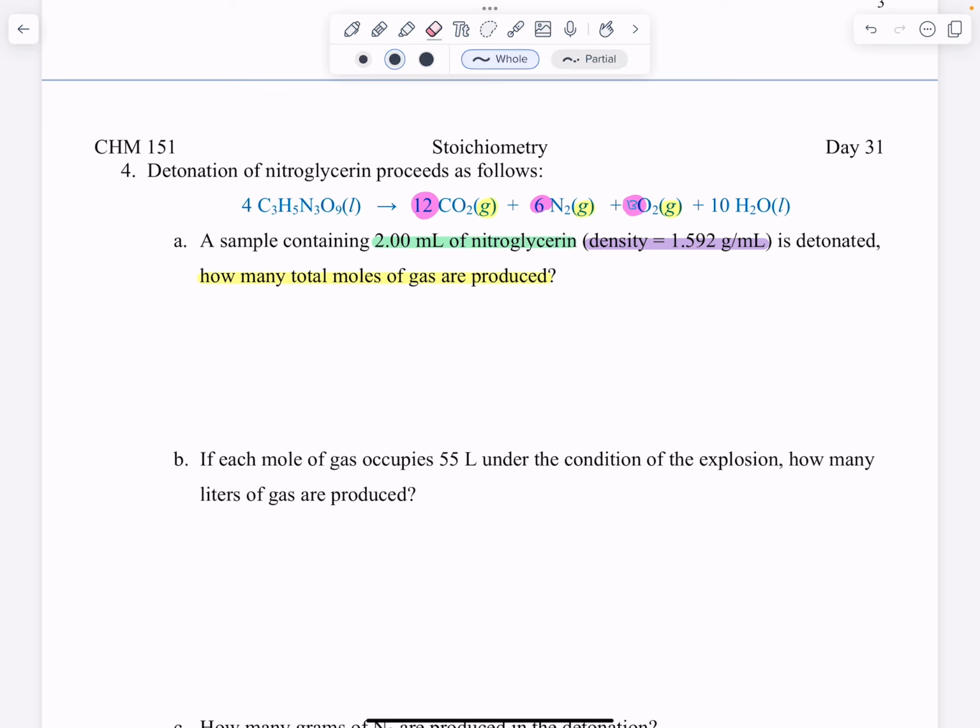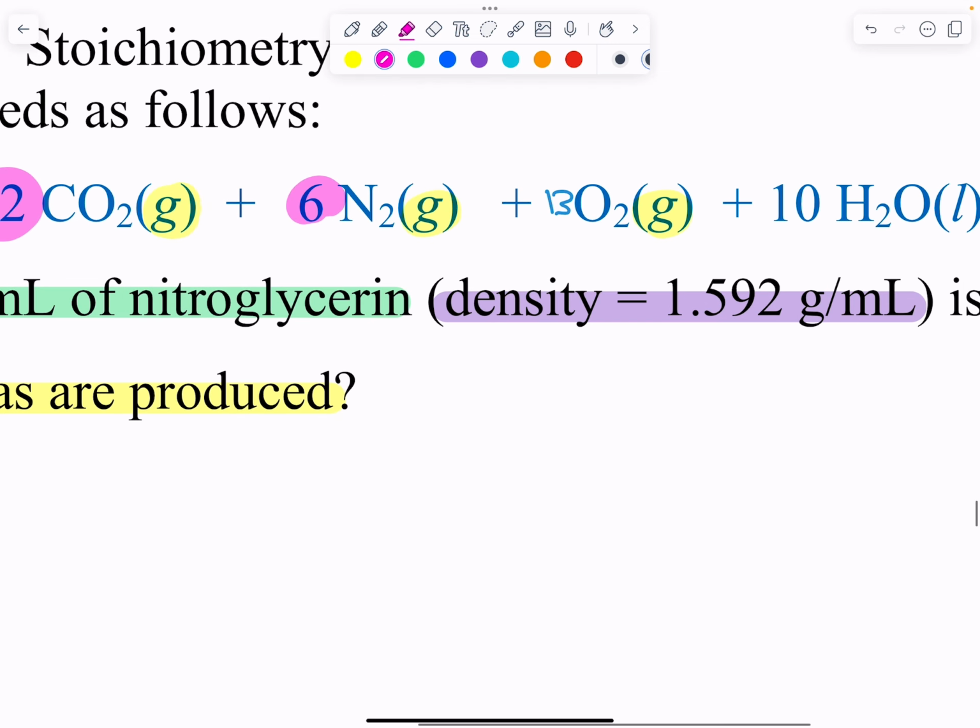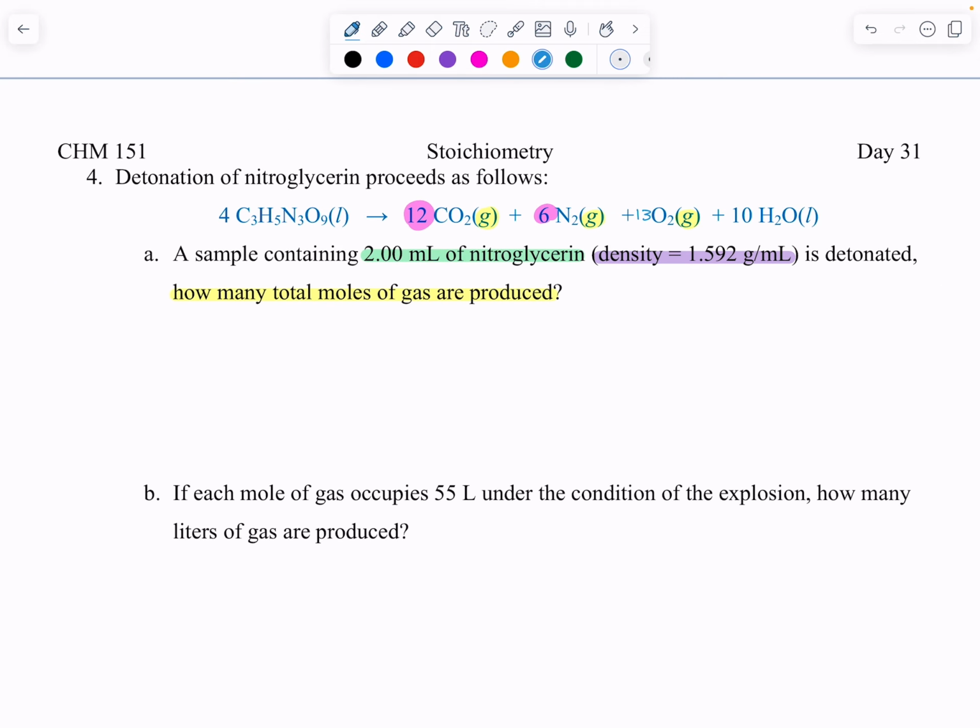Kind of hard to tell with the highlight. Let's try to blow that up. Make it nice and visible for us. There we go. All right, let's try this. We got 2 milliliters. Oh, come on. Right number, sig figs. And the formula is C3H5N3O9. Wow.